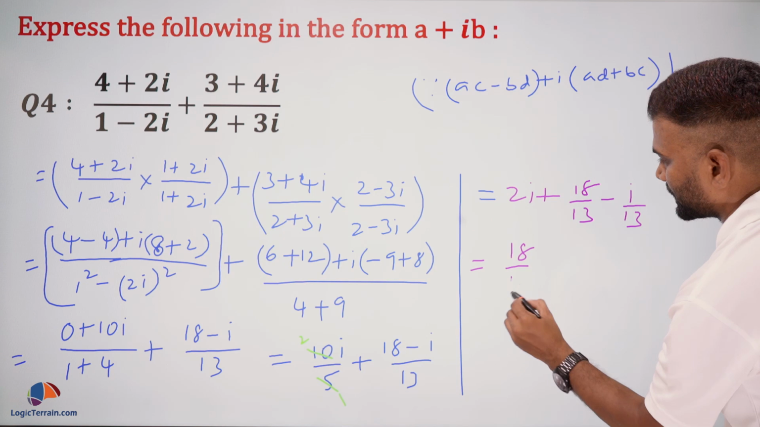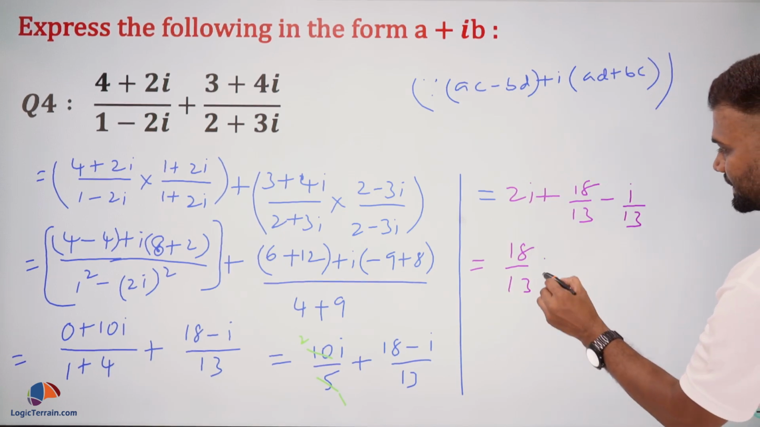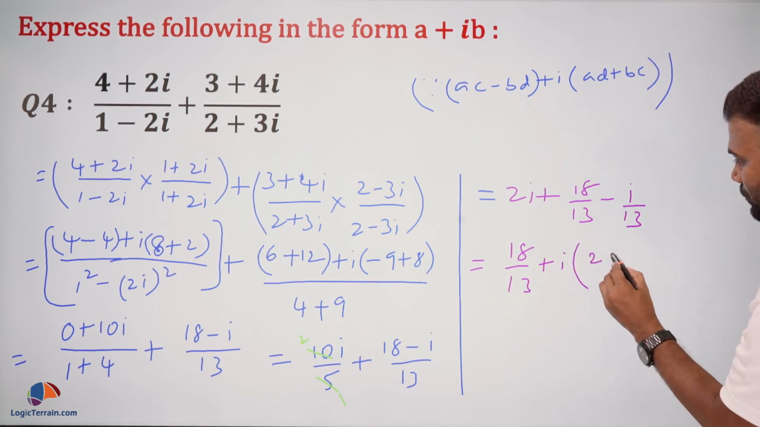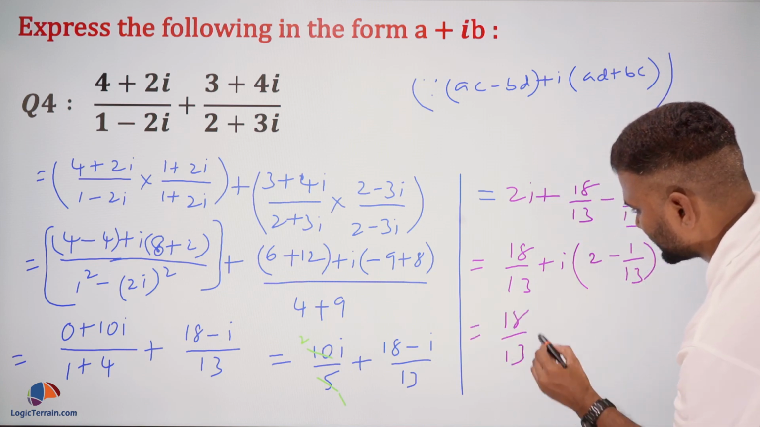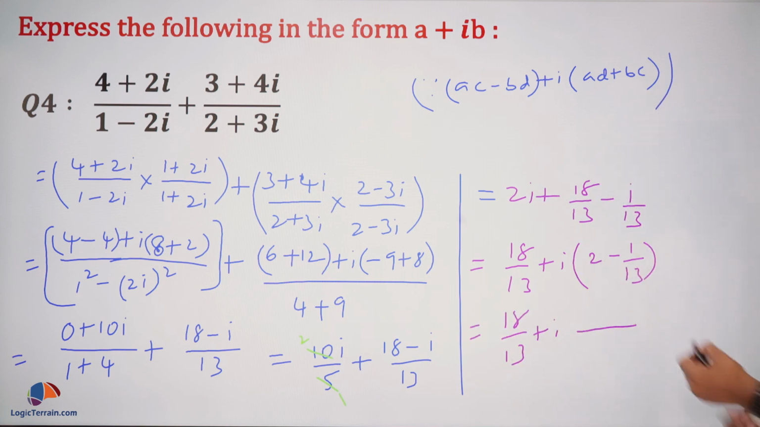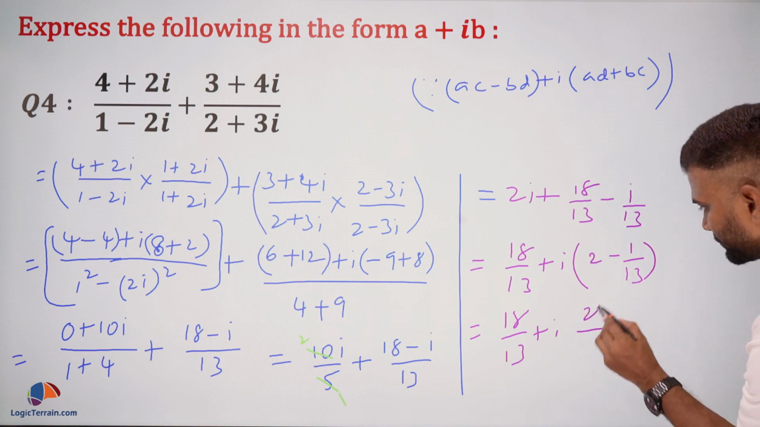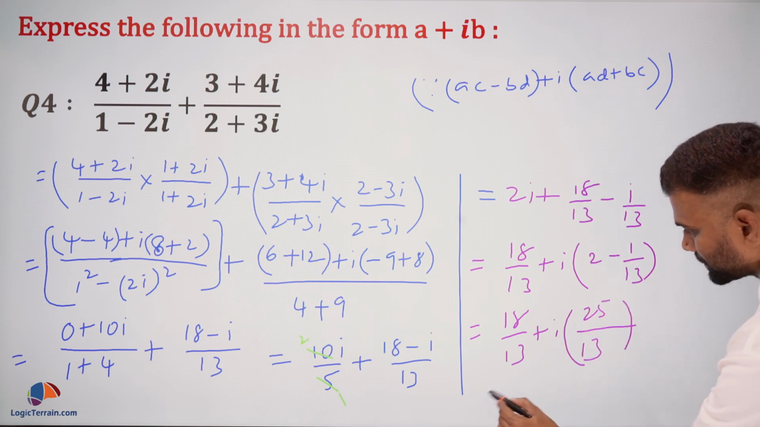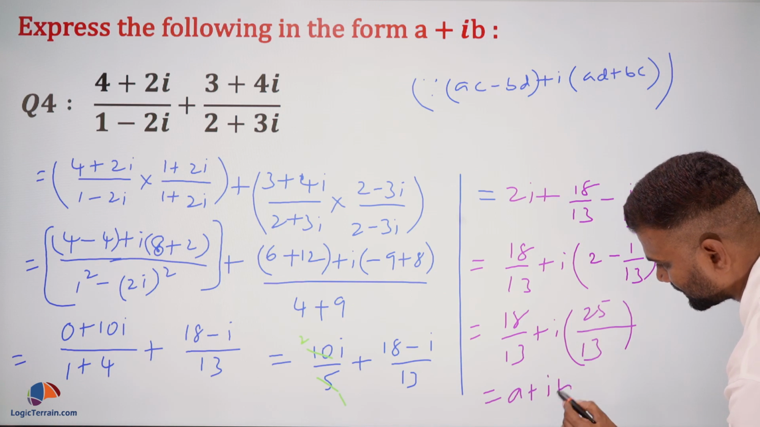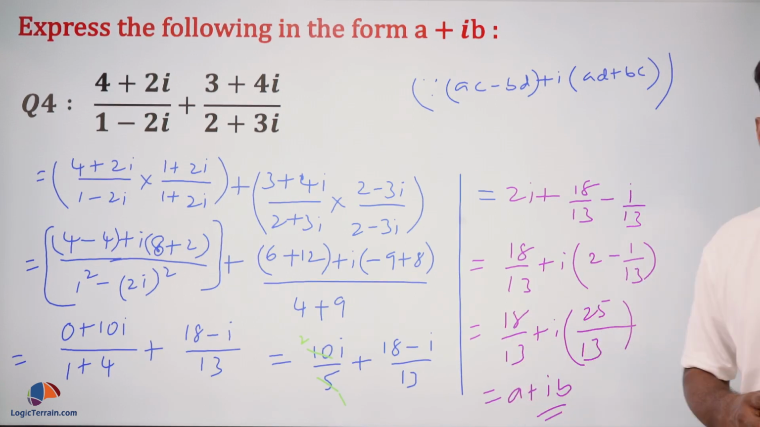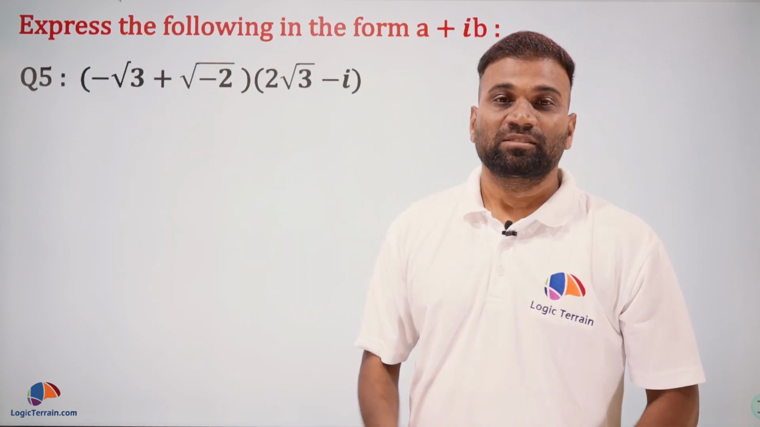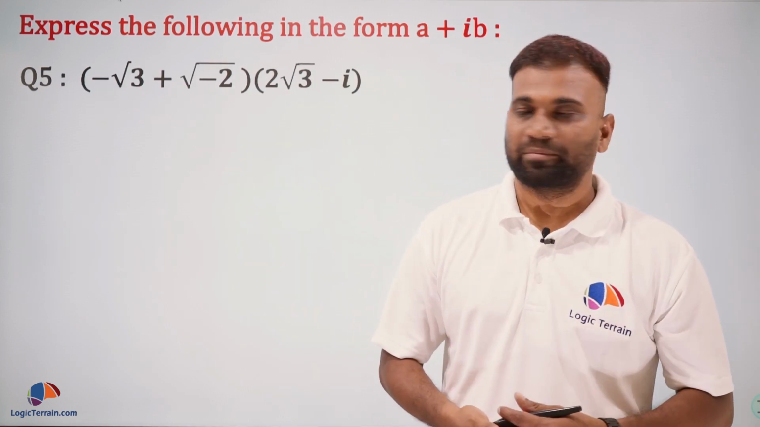Further 18 upon 13, so we'll take I common, 2 minus 1 upon 13, 18 upon 13 plus I of 2 13s are 26 minus 1, 25 upon 13, which is nothing but a plus ib form. Here a is 18 upon 13 and b is 25 upon 13. Here is the next question. We have to express in the form a plus ib.